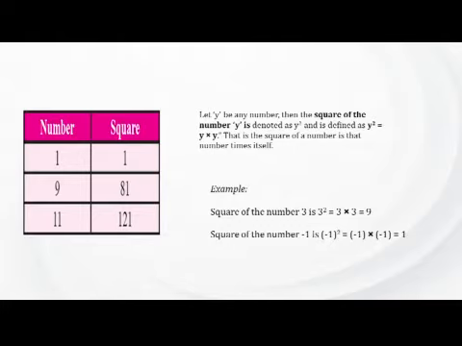Square of the number minus 1 is minus 1 squared. That is, minus 1 into minus 1 is equivalent to plus 1. Note that from the above definition and examples, the square of any number is a non-negative number.